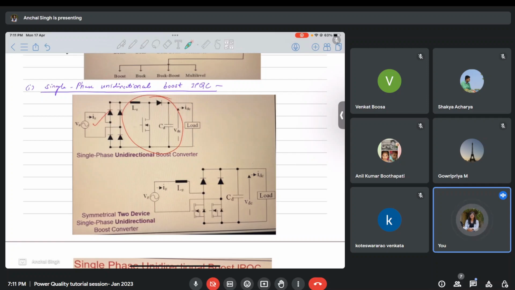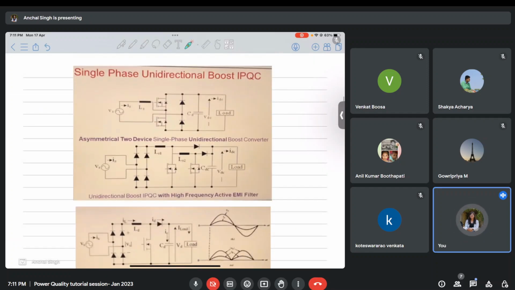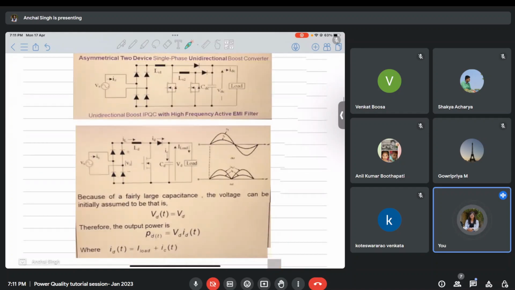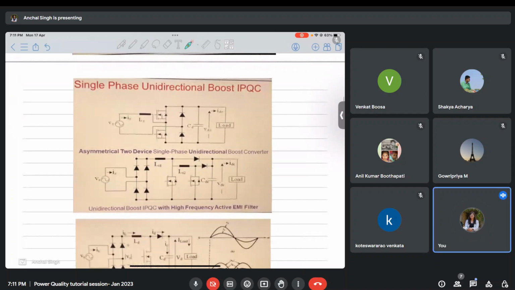Then this is a symmetrical two device topology. This is another topology serving the same purpose. So a lot of topologies are possible. Then again another topology, then another topology. All of these topologies have their own advantages and disadvantages. So depending on what your application is and what you want in your particular case, you should decide which kind of topology you want to go with.